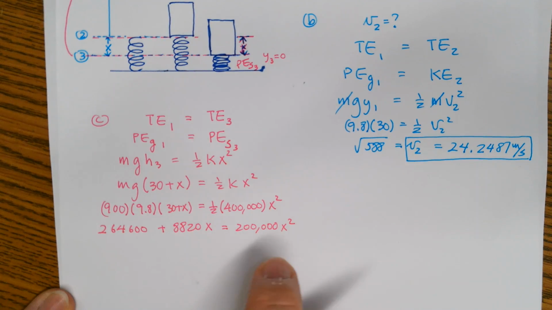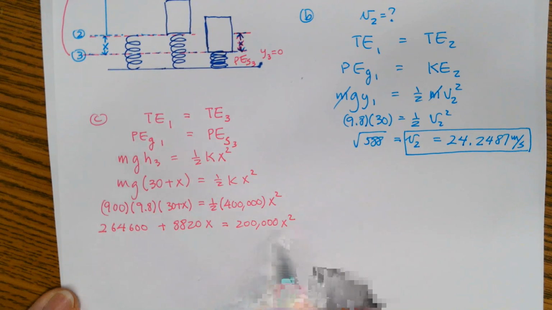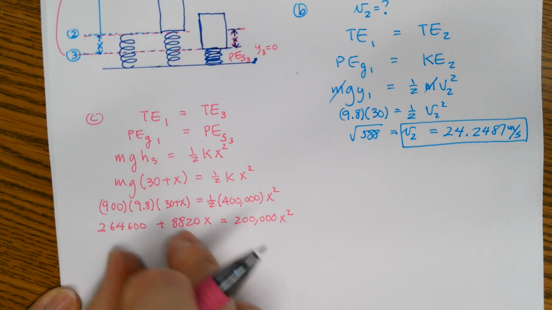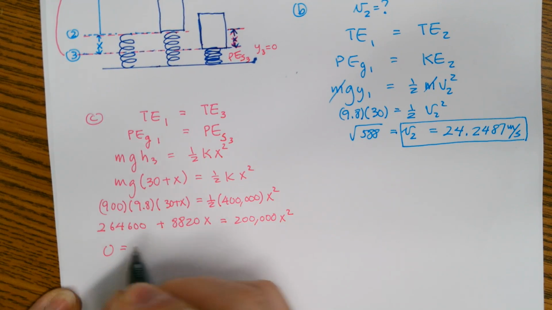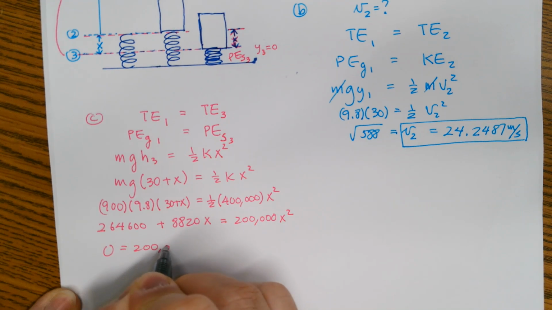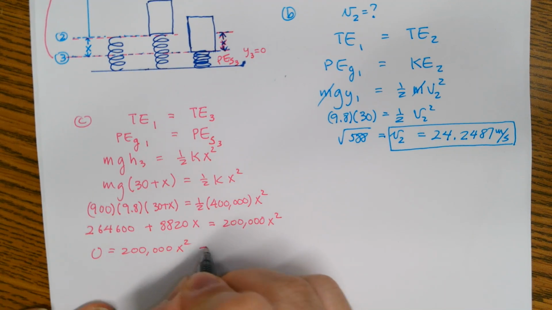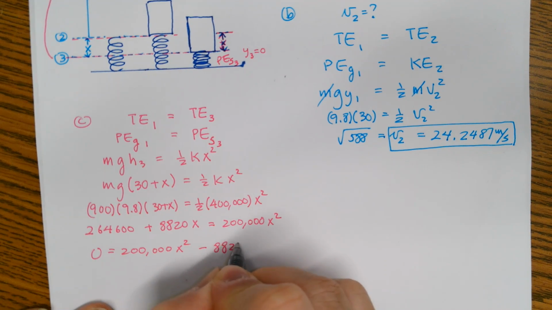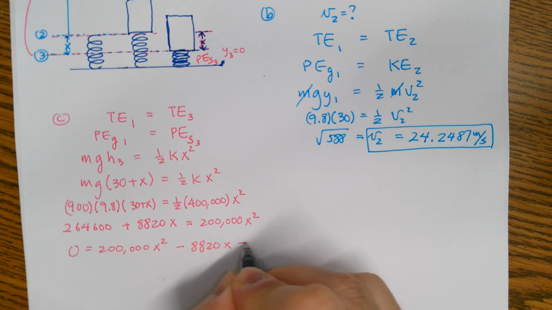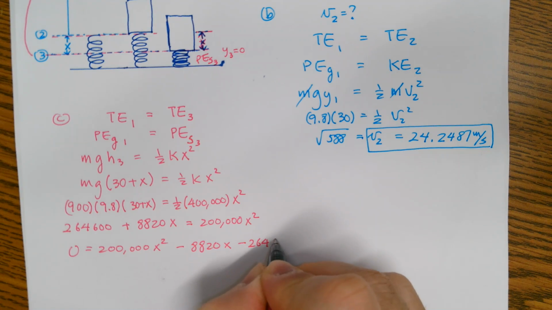So if I solve for x now, this looks like a quadratic equation. I'm going to bring these to the other side. So 0 is equal to 200,000 x squared, right, minus 8,820x minus 264,600.